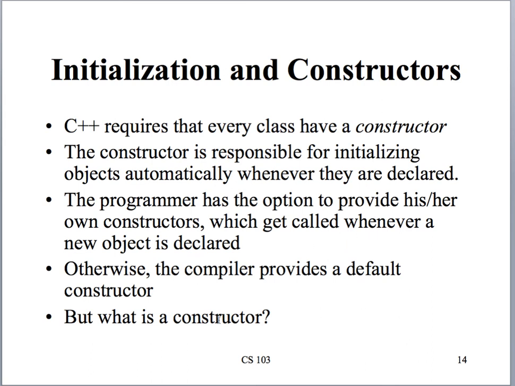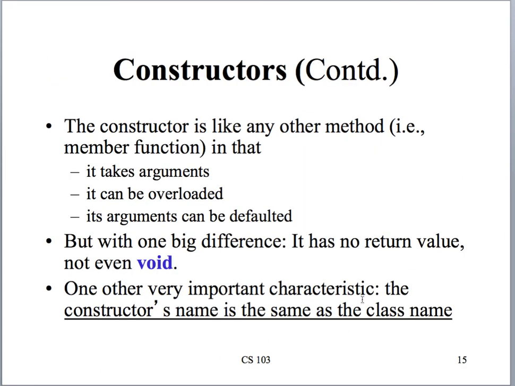So the constructor is a special function. It always has the same name as the class. We don't directly call it, we cause it to be called when we create an instance of that class. It can take arguments, it can be overloaded, it can have default arguments. The one big difference, it has no return value, not even void, because it's not directly called by you, if you will. And also the name is the same as the class name.